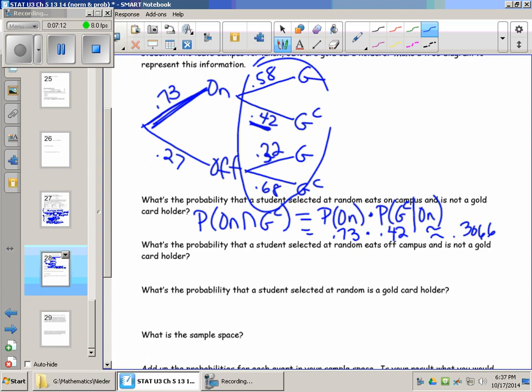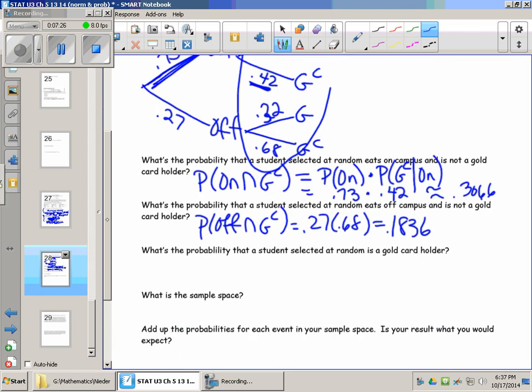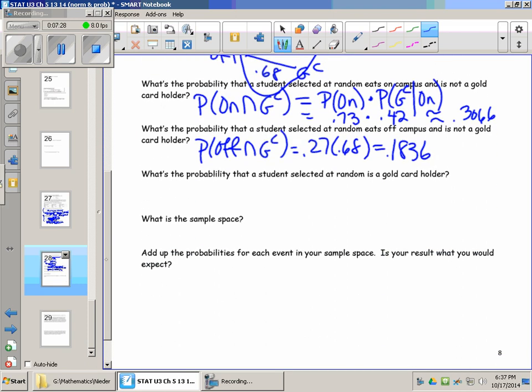All right, when you do this one, you should get the probability of eating off campus and not being a gold card holder is 0.27 times 0.68, which is 0.1836. Okay? Next one, what's the probability that a student selected at random is a gold card holder?